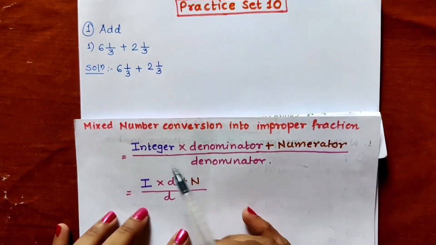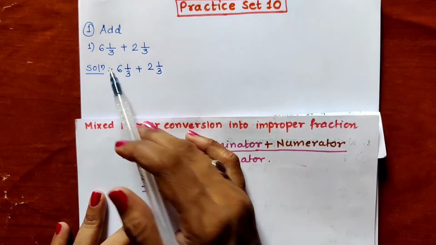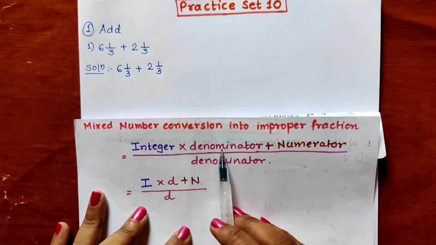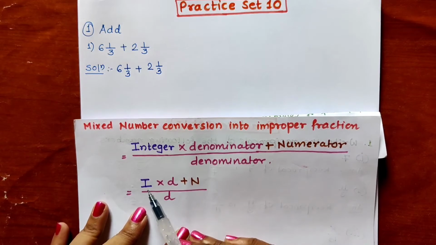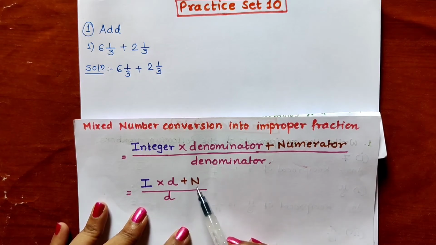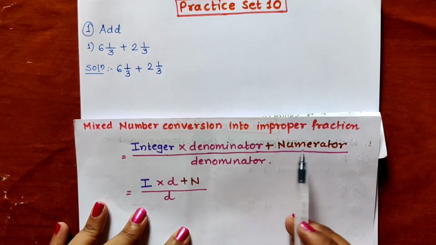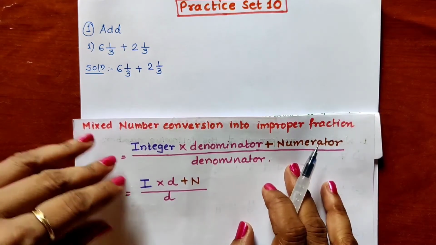Okay, here the mixed number will be equal to integer multiplied by denominator plus numerator upon denominator. That is, integer into denominator plus numerator upon denominator. I have written the first letters of this: integer, denominator, numerator. So let us see how to write it.